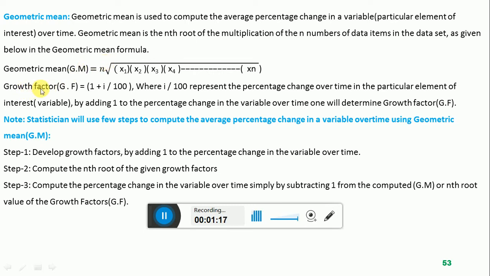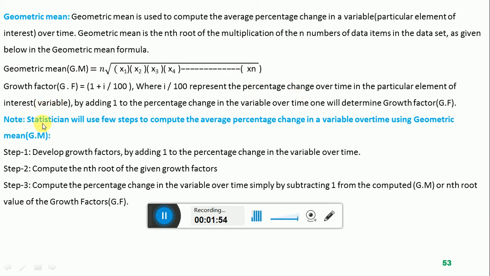Let me introduce another terminology that will help the statistician to compute the geometric mean, that is growth factor. So what is growth factor? Growth factor is equal to 1 plus i over 100, where i over 100 represents the percentage change over time in the particular variable. The statistician will develop the growth factor simply by adding 1 to the given percentage changes over time.